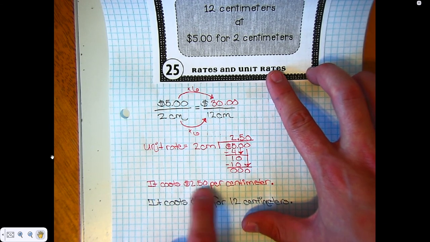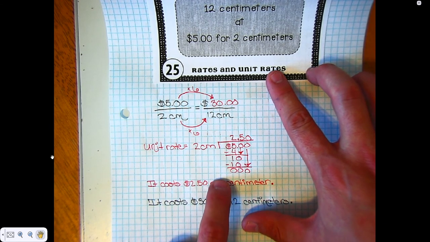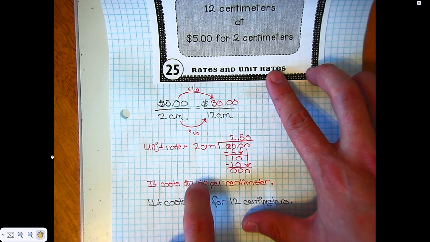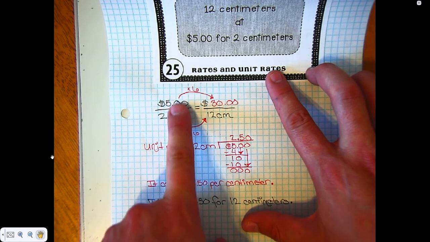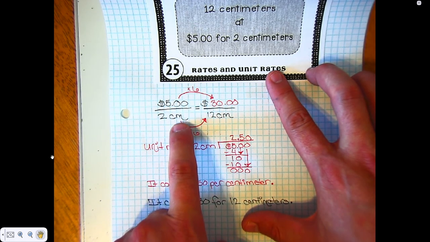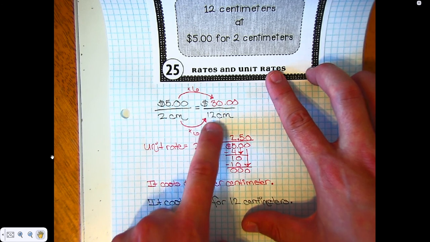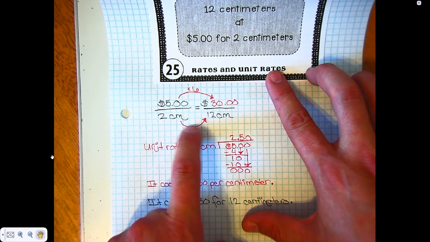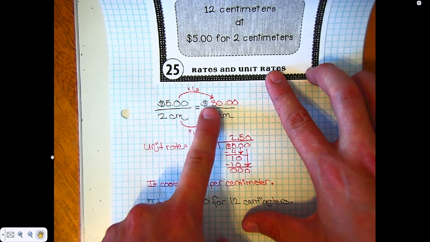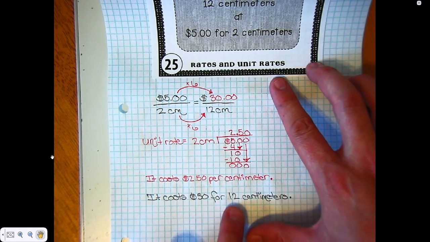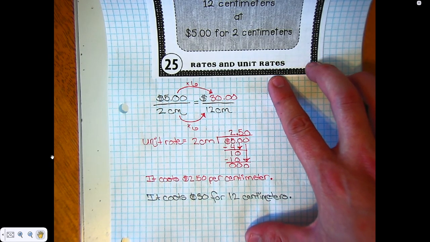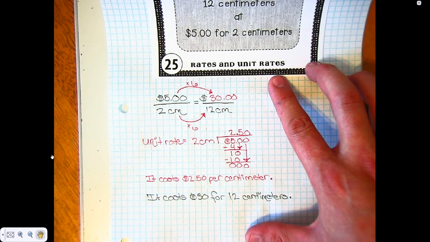If I know it costs $2.50 per centimeter, then how much would it cost for 12? Well, I can multiply $2.50 times 12, or if you look at my example up here, I can use a proportion. Here's another way. If it costs $5 for 2 centimeters, then how much for 12 centimeters? 2 centimeters goes into 12 centimeters 6 times, so 5 times 6 gives me my price, $30. It costs $30 for 12 centimeters. That's my second answer I would write in my Google document for this problem.